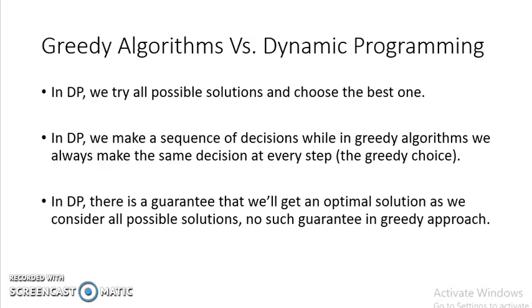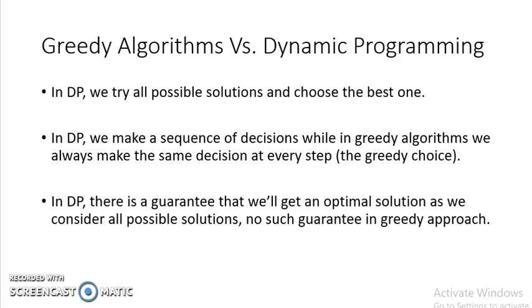Let's now see a small comparison between greedy algorithms and dynamic programming. As you already know, in dynamic programming, we try all possible solutions and choose the best one. And then in dynamic programming, we make a sequence of decisions. So we make a different decision at every step. While in greedy algorithms, we always make the same decision, that is, the greedy choice at every step. Also, in dynamic programming, we keep looking back at the previous solutions, while we do not do that in greedy algorithms.